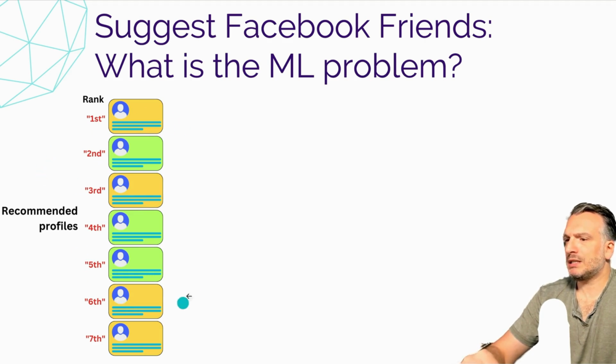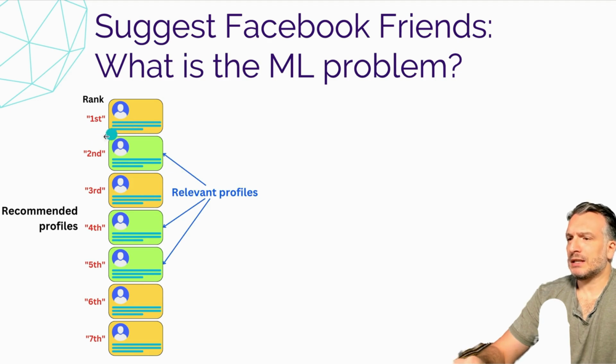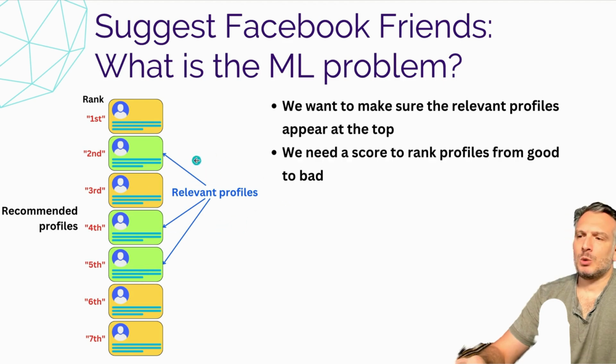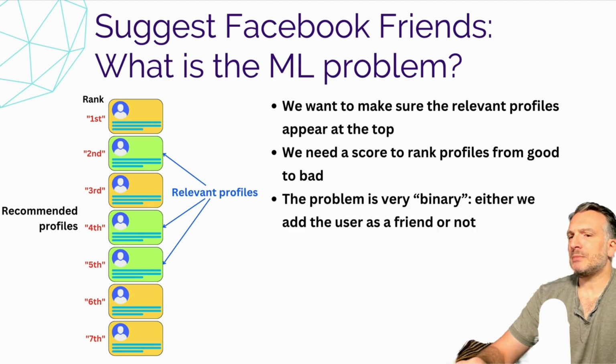So here we have the list of profiles that are recommended, and the user may click on them or not. You can assume that there are some profiles that are more relevant than others because the user added those as friends. So what we would like to make sure is that the relevant profiles are at the top of the list. We don't want them to be further down the list because the user will have less chance to discover them. We need a way to rank profiles. There are profiles that are more relevant than others, and we need a score that assesses the relevancy of a profile.